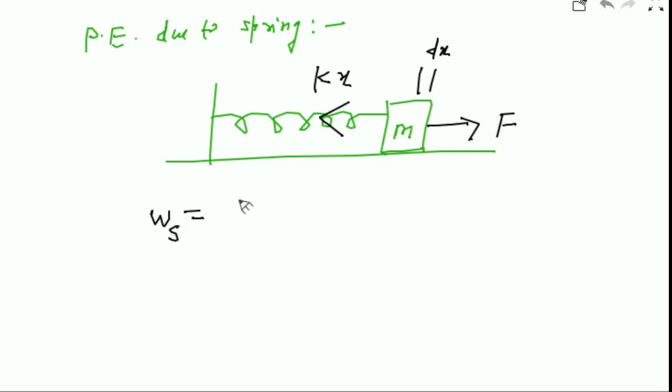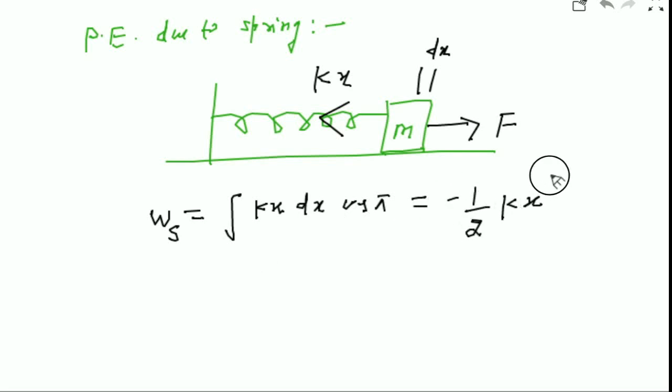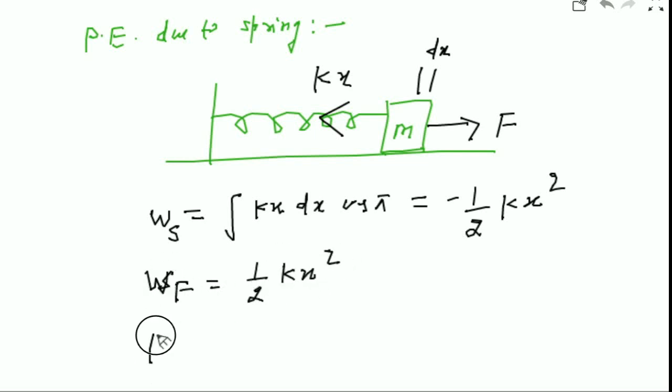The work done by the spring is the force kx times the displacement dx, and cos of the angle is equal to pi. So the minus sign comes in: minus half kx square. The work done by the spring is always negative. The work done by the external force will be half kx square. The definition of potential energy is the work done by the external force, which is half kx square. This is the formula for the potential energy, but the work done by the spring you always have to write as minus half kx square.